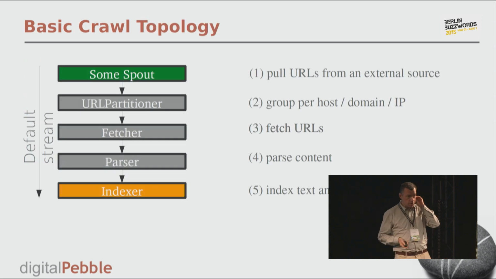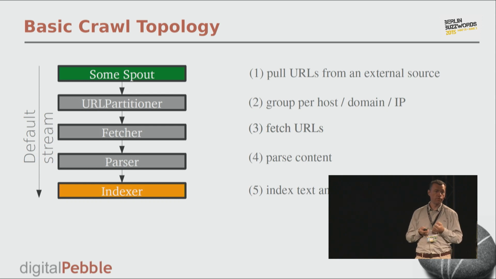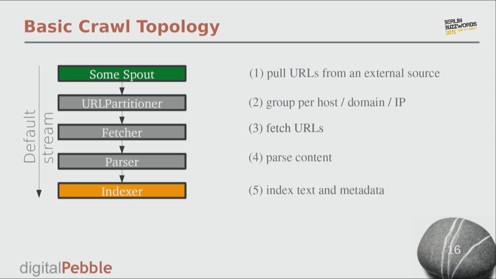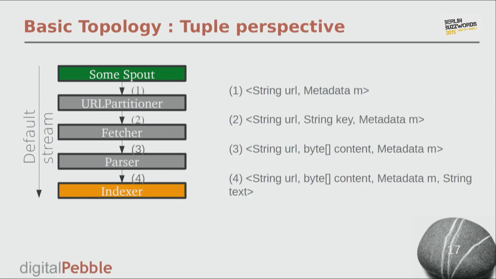So a very basic topology would look like this. You'd have some spout pulling URLs from, say, a queue or some form of external storage. It has to come from somewhere. And then some partitioning to make sure that URLs from a single domain would go to the same instance of a fetcher. Again, you can obviously have more than one instance of all these bolts. Then the parsing, and then you do something with it. You would index it with Solr or ElasticSearch or store it in a database. So that's a very, very basic topology.